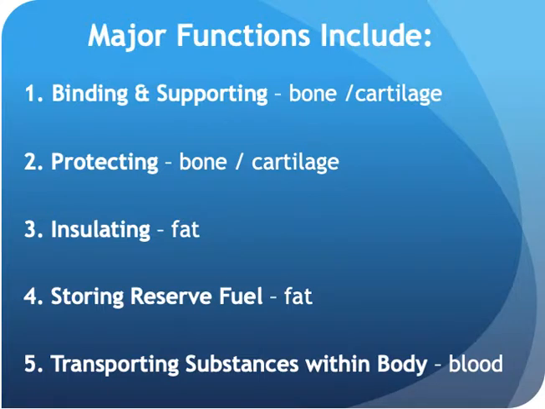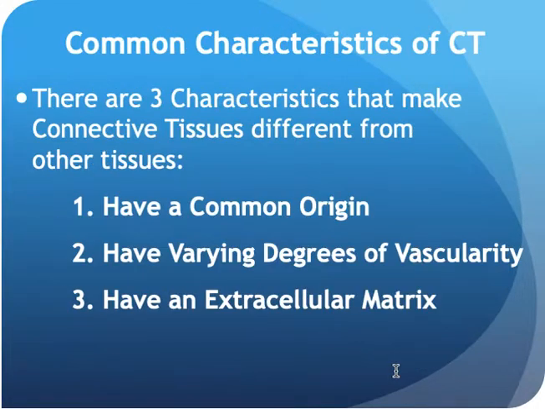Okay, so binding, supporting, protecting, those are the ones we're familiar with. So that's my bone, my cartilage. Insulating is going to be my adipose or my fat tissue, right? Form a connective tissue, so we get all those functions. Storing reserve fuel is going to be the fat, and then transporting substances within the body. We use our blood to get things all over to all the different tissues in our body, but again, it gives you some functions for connective tissue that we might not think of on a regular basis. So just keep those in mind because those can be a little bit tricky too.